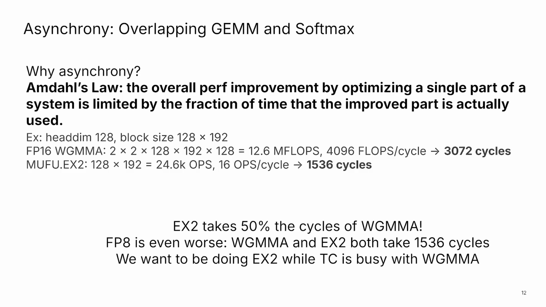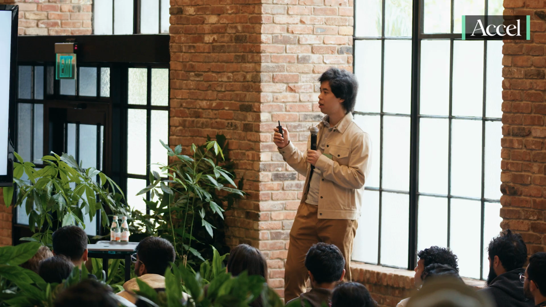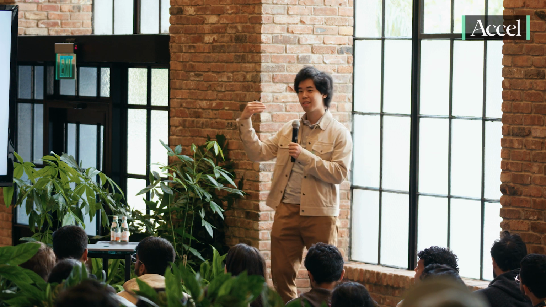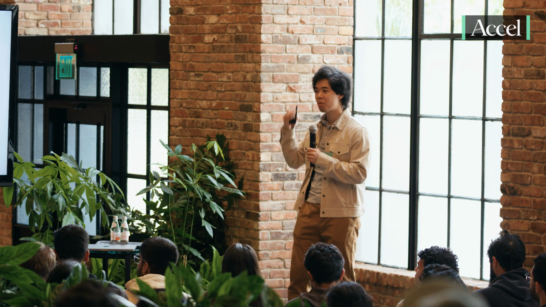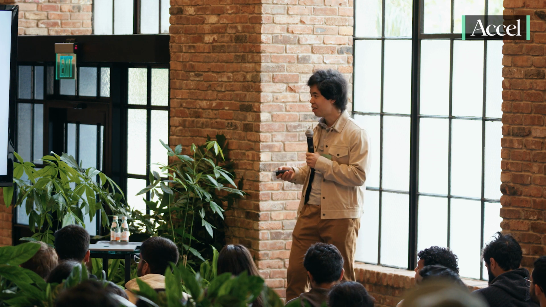You can work out that for head dim 128, BF16, the exponential actually takes half the number of cycles as matrix multiply. Most people only care about matrix multiply flops, but it turns out that because the exponential unit is so much lower throughput, the exponential takes half the number of cycles. So that means that if you have to run these things sequentially, the tensor core, for a significant fraction of the time, is just sitting there waiting for the exponential function.